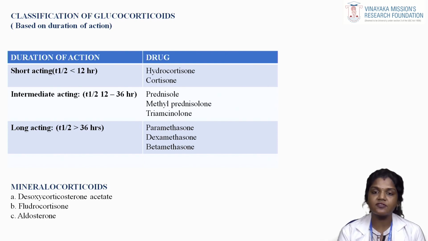Short acting, the T half is less than 12 hours, for example hydrocortisone and cortisone. Intermediate acting, the T half is between 12 to 36 hours and the drugs are prednisolone, methylprednisolone and triamcinolone. And long acting, the T half is greater than 36 hours and the drugs include paramethasone, dexamethasone and betamethasone. Coming to the mineralocorticoids, they are classified into desoxycorticosterone acetate, fludrocortisone and aldosterone.